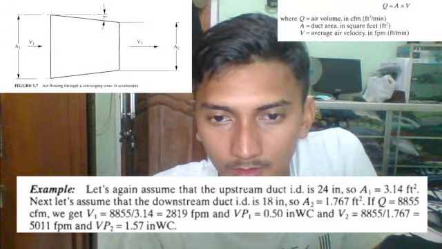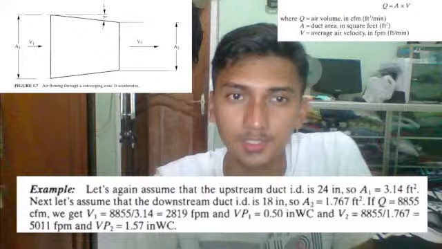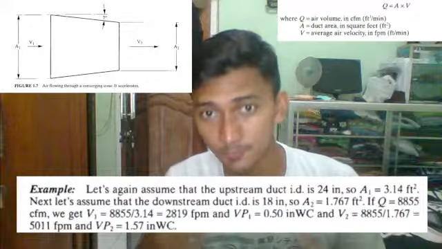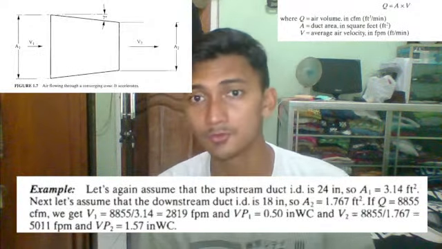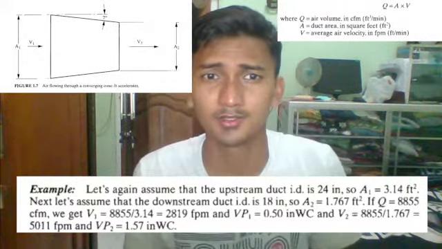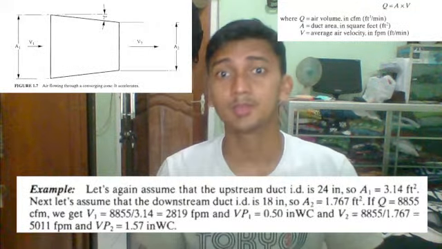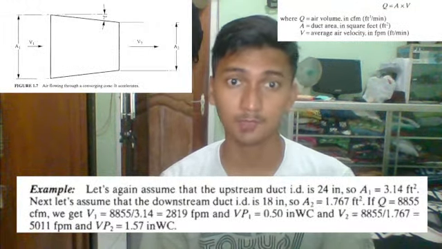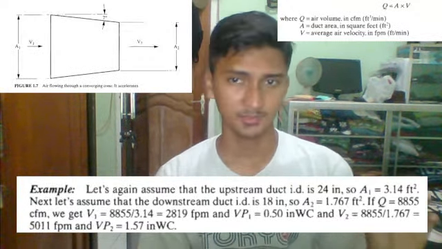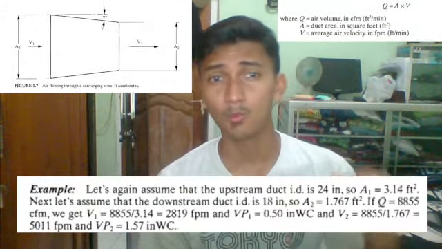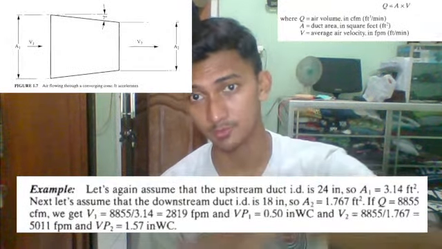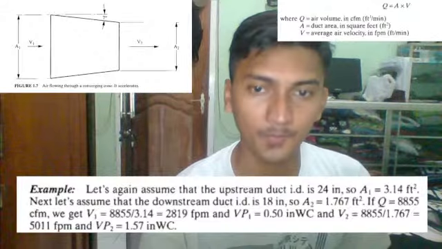This substantial increase in velocity pressure from 0.25 to 1.57 inch water column will of course result in increased kinetic energy, which will be obtained at the expense of decreased static pressure. Basically, this is the Bernoulli theorem, which in its simple form says that when the air velocity increases, the static pressure will decrease. Okay, just remember that.